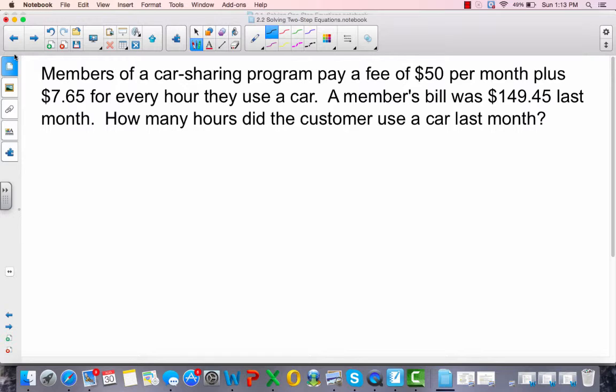Members of a car sharing program pay a fee of $50 per month. So every month, regardless, they're going to be paying $50. Plus $7.65 for every hour. For every hour. And how much did they pay? They paid $149.75. So that's how you set up the problem. You just read it and translate it into algebra. Most of the time you can write it just as it's being said to you.